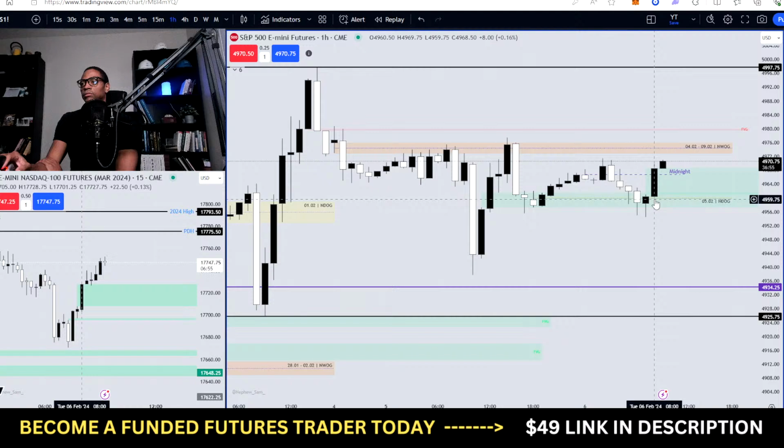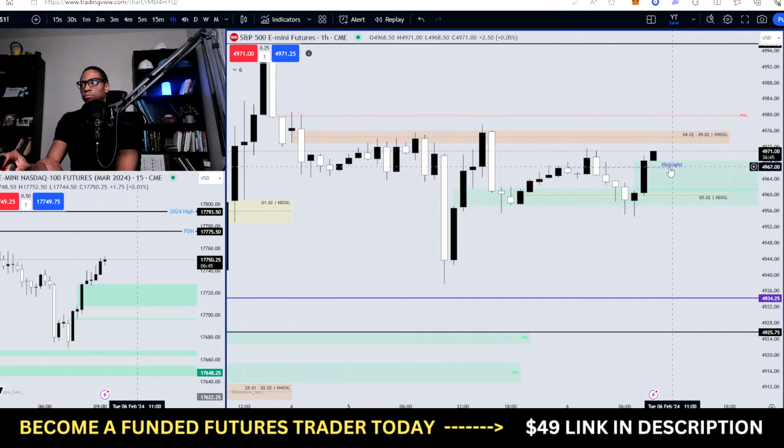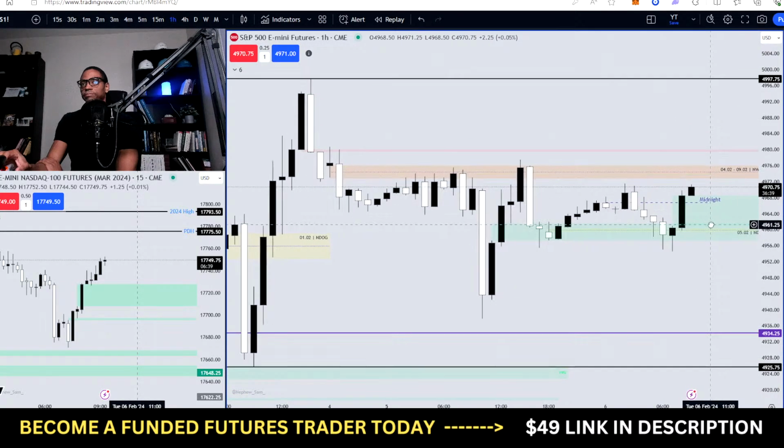We got a bounce off of the new day opening gap from today. We're trading right now above the midnight open. If we see a dip below the midnight open, that could be prime buying zone. So if you see a dip below the midnight open, look at this fair value gap as a potential turnaround zone and a buying opportunity.